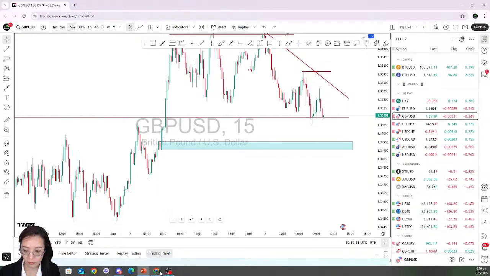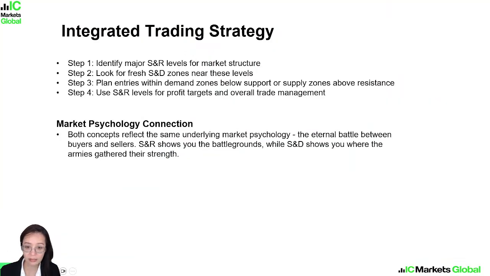Okay, now we go back here to the slide again, and they say step 2, look for the fresh supply and demand zone near those levels, right? That's why if you see support and resistance, and then you see supply and demand near those levels, you know that is quite a strong zone. You can plan the entry within the demand zone below support, or the supply zone above resistance level, close to each other. You can use support and resistance levels for profit target and overall trade management as well.